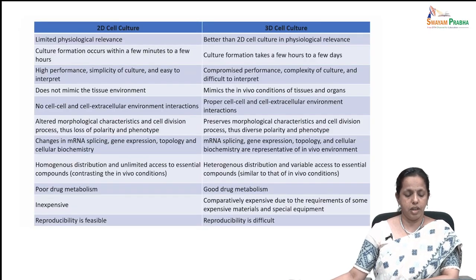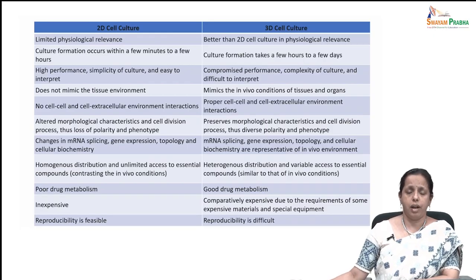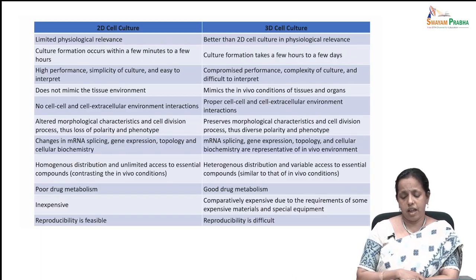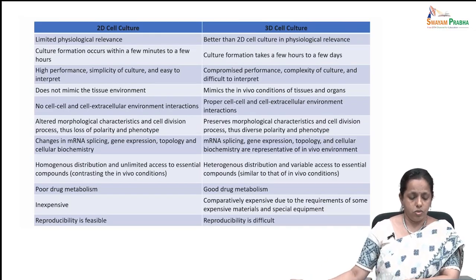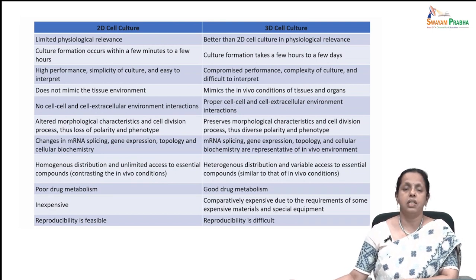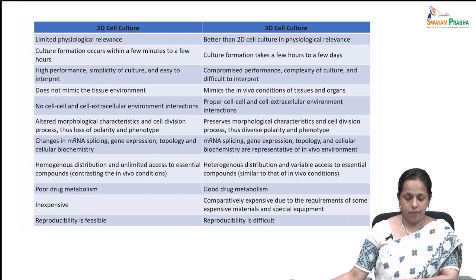There is no extracellular environment in the 2D culture, and there are altered morphological characteristics and cell division process. Thus, there is loss of polarity and phenotype. Here, the cell division process, the morphological characteristics and diversity, polarity and phenotypic characteristics are retained. So there are a lot of changes in mRNA, gene splicing, gene expression and cellular biochemistry.